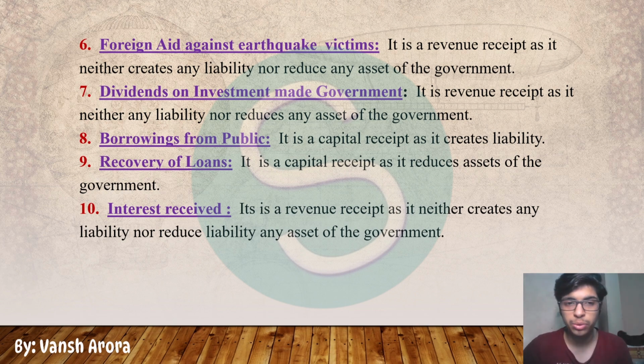Now to the next one, that is dividends on investment performance. It is also a revenue receipt because it neither creates a liability nor reduces an asset. Number 8, borrowings from public. Borrowing means you have the burden to repay it. It is a liability for you, right? It creates the liability. When it creates the liability, it means that it is the capital receipt.